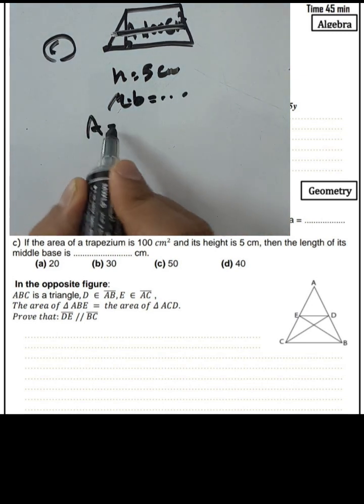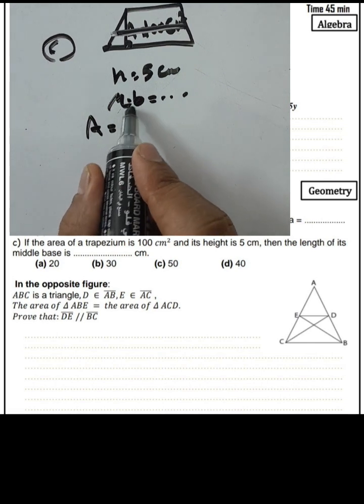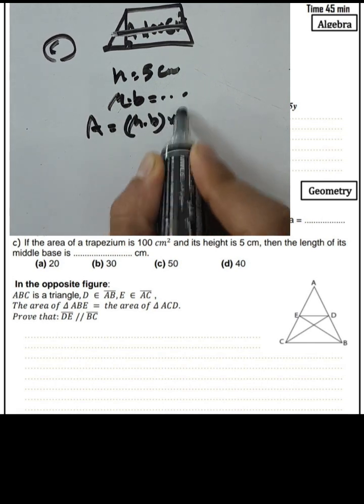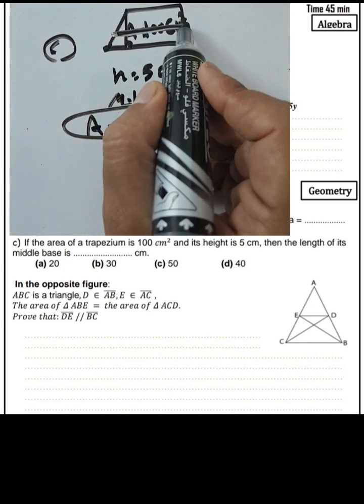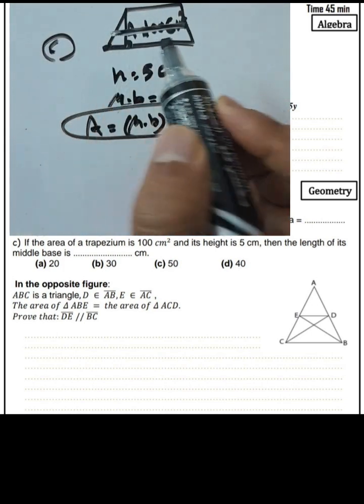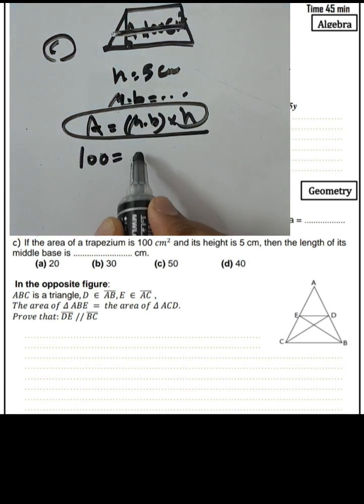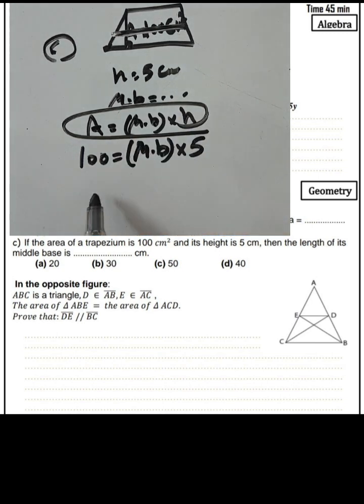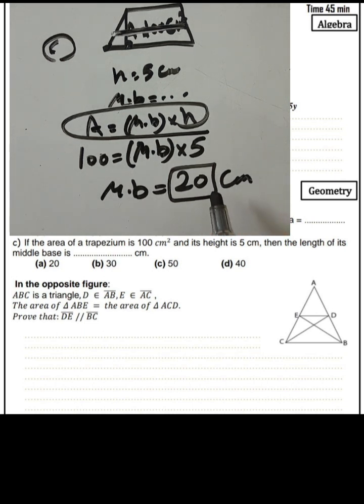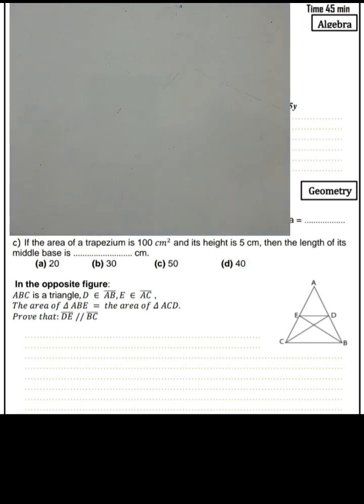Okay, we know the area equals the middle base times height. It's the rule. The area will be the length of the middle base times the height. He gave us the area was 100, and we want to find the middle base times the height. Height was 5, then the middle base will be 100 divided by 5 equals 20. Then the middle base will be 20 centimeters. Choose letter A. Okay, understood. Next question here down.